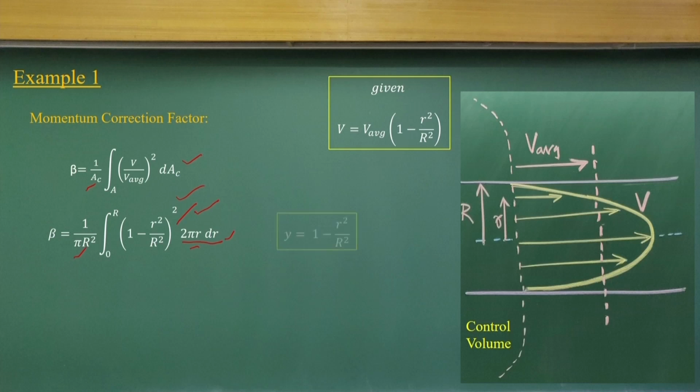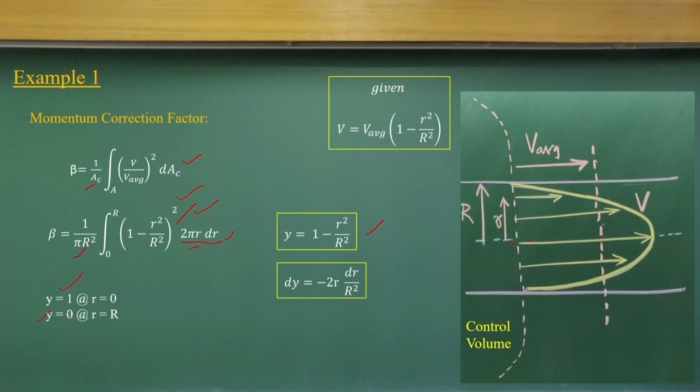To do these integrations, we can consider y equal to 1 minus small r squared by the capital R squared, and in terms of y we are writing it just to do the integrations, nothing else. If you look at it, when you have r equal to 0, that means at the center, you will have y equal to 1, as the equation implies. When you have r equal to R, y equal to 0.